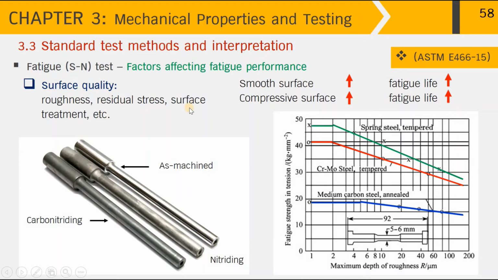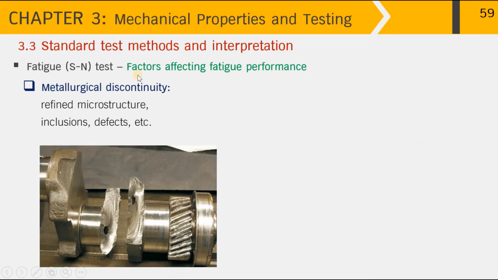Another factor affecting fatigue performance is surface treatment. As you can see from these two specimens that have experienced surface treatments, the first one is a nitriding process and the other one is carbonitriding. The two treatments are known to give better hardness to the metal component surface. It's good because these types of surfaces will prolong fatigue crack initiation, and this will give a longer fatigue life. And the last factor that I will give you here is metallurgical discontinuity.